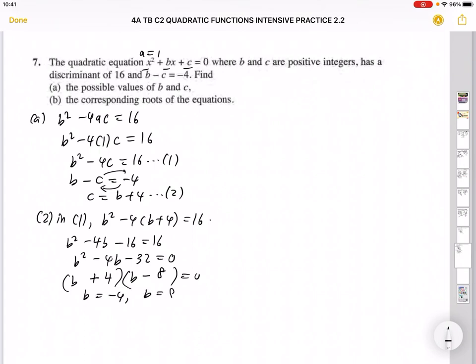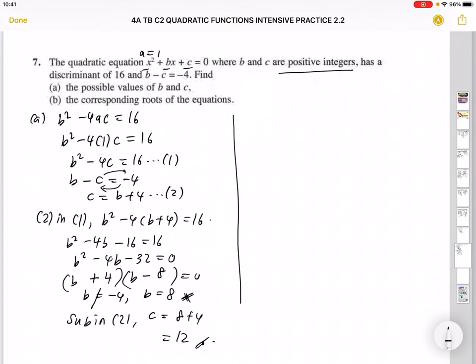Now take note that b and c are positive constants, so we can just straight away ignore negative 4. We take b equals 8 as the answer. And when I sub into equation number 2, my c is just 8 plus 4, which is 12. Next I'm finding the corresponding roots. Again, you can use the concept similar to question number 5 earlier. We can take b and c and substitute into the original equation.